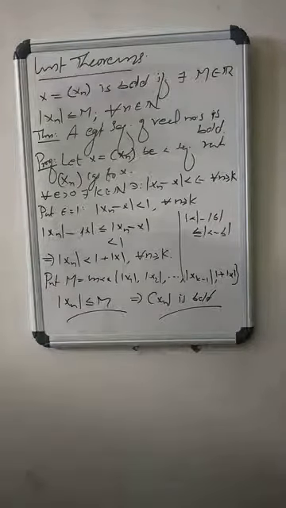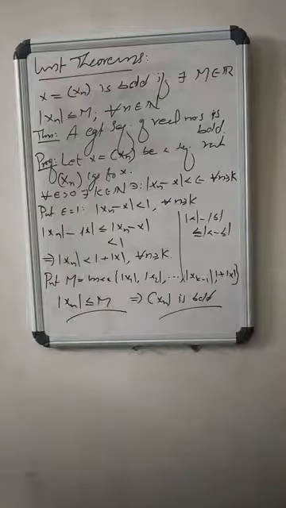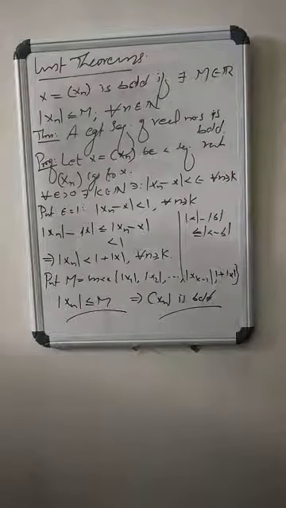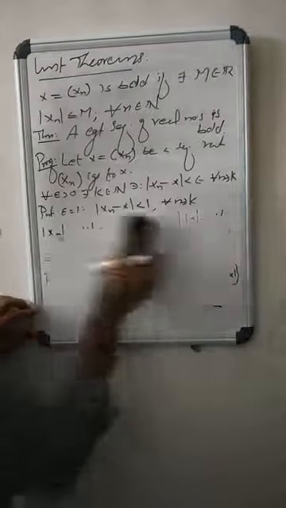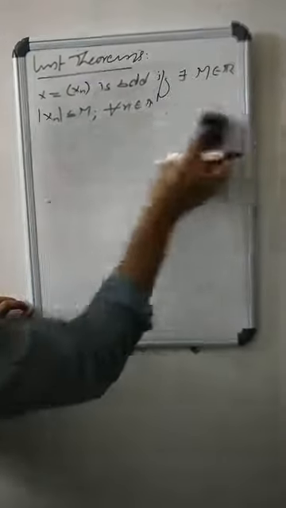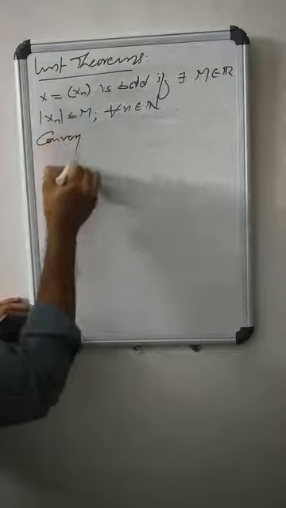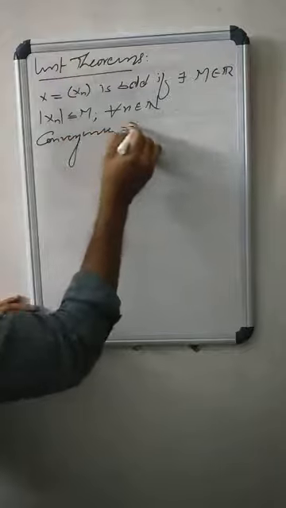When the sequence x equals xn of real numbers converges to x, then clearly a convergent sequence is always bounded. Convergence should imply boundedness. The convergence of a sequence implies the sequence is bounded. So convergence implies boundedness.